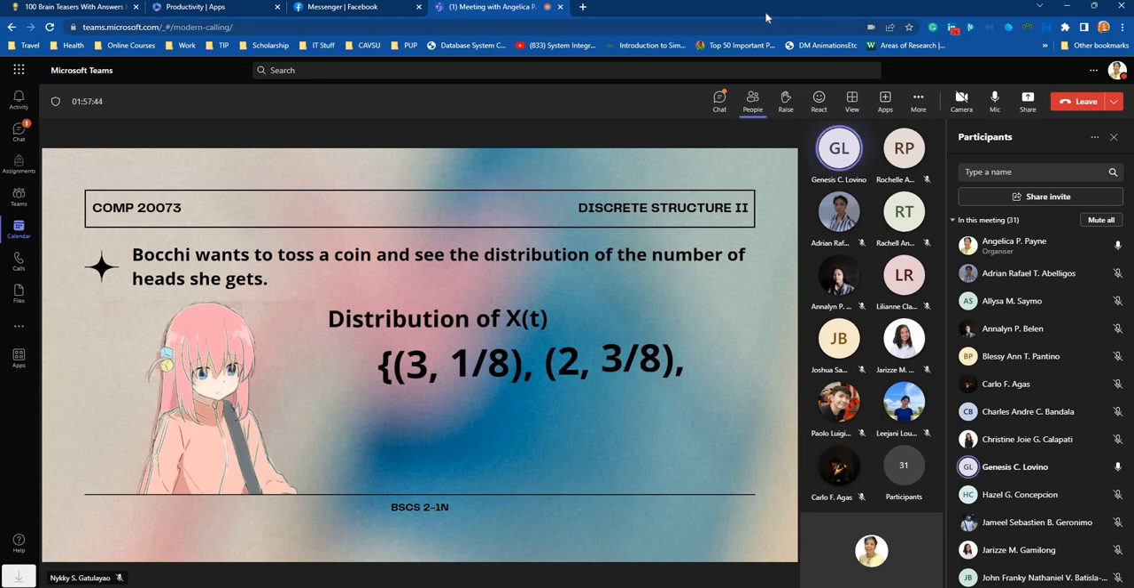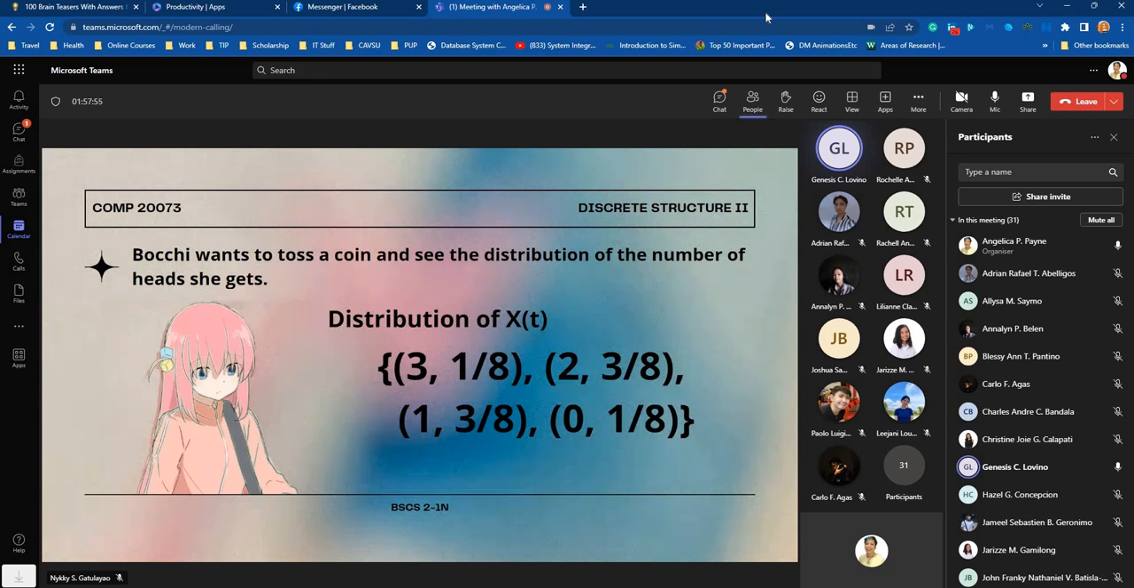Yan. So our distribution of the sample space X would be the pairs (3, 1/8), (2, 3/8), (1, 3/8), and (0, 1/8). Yan yung ating distribution of number of heads.